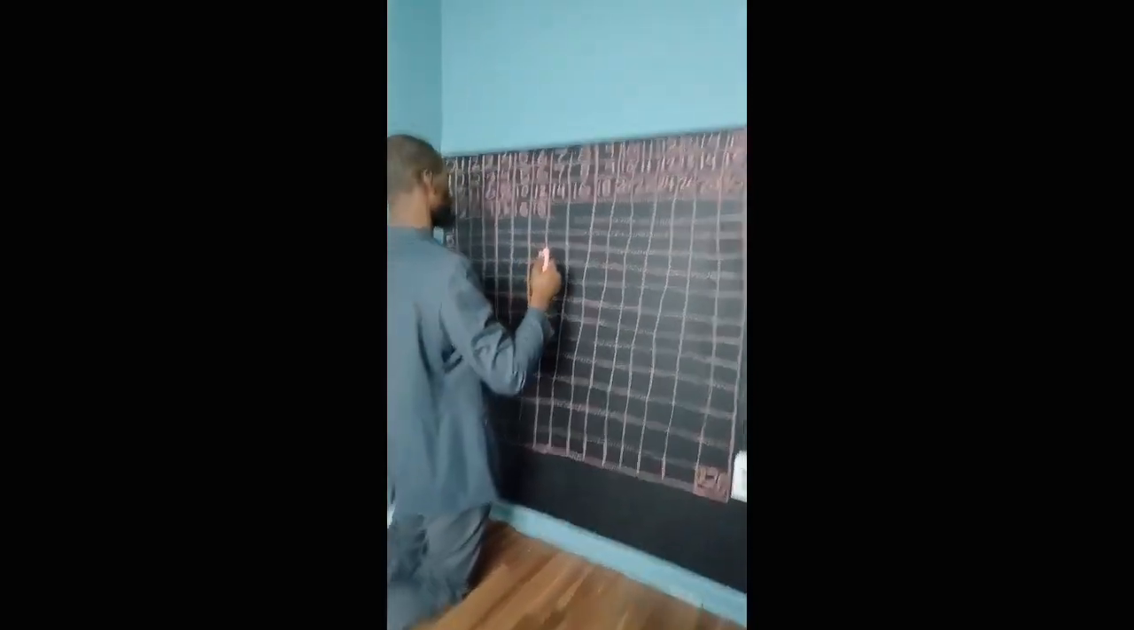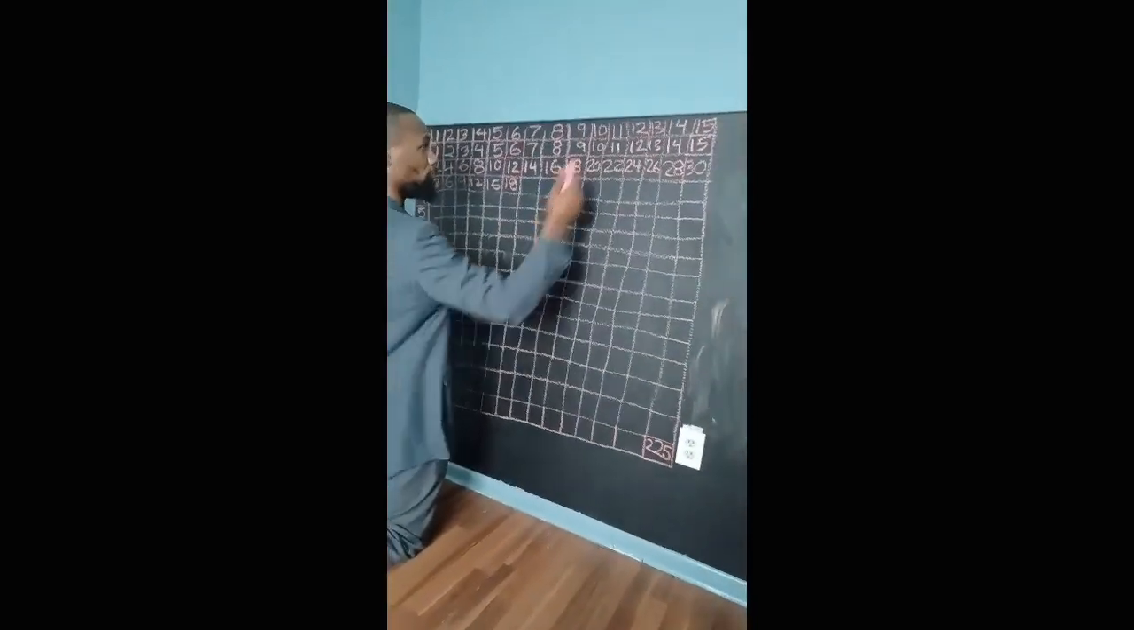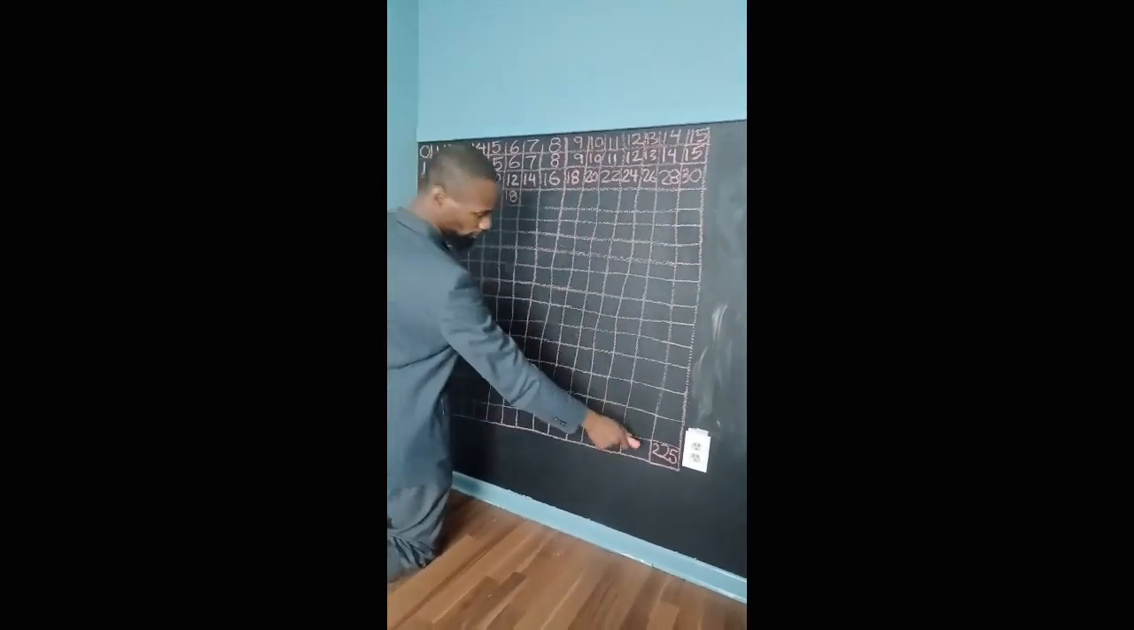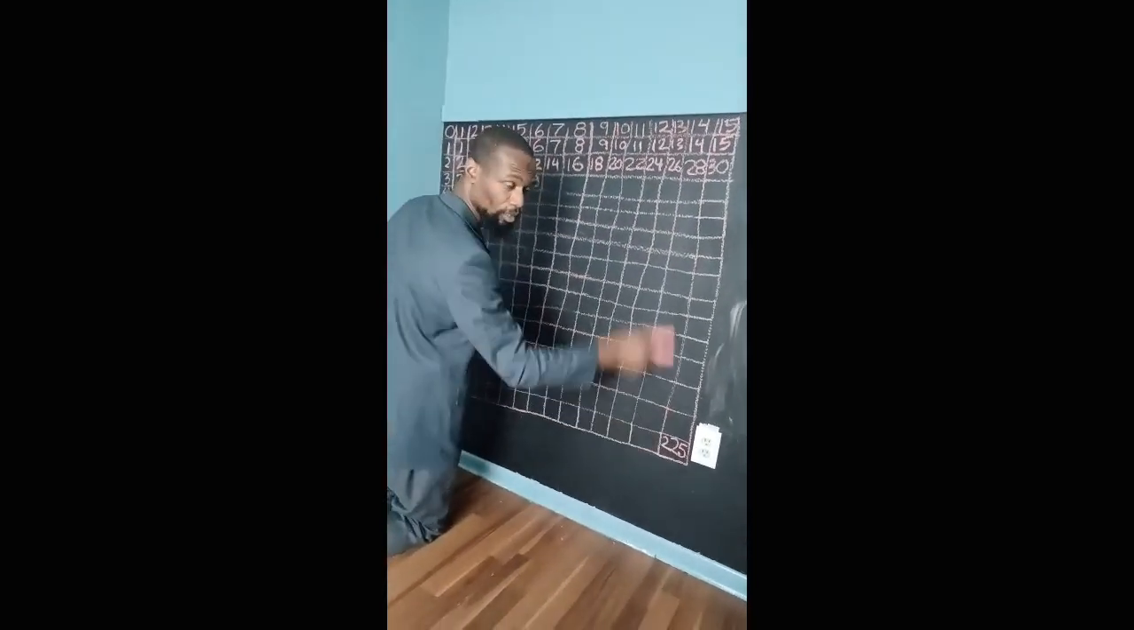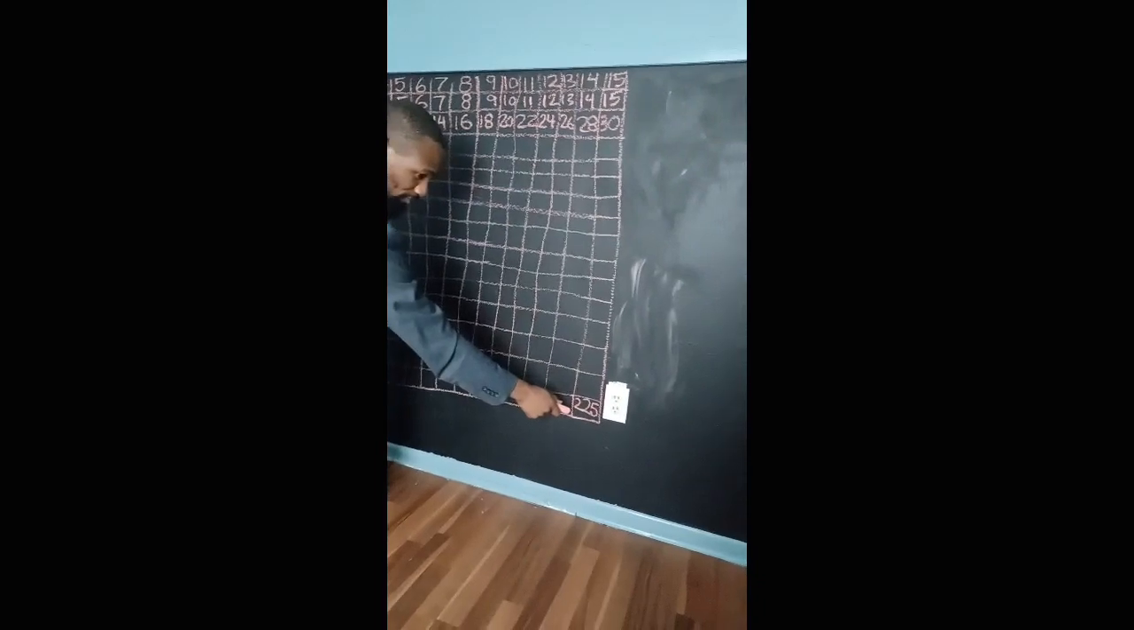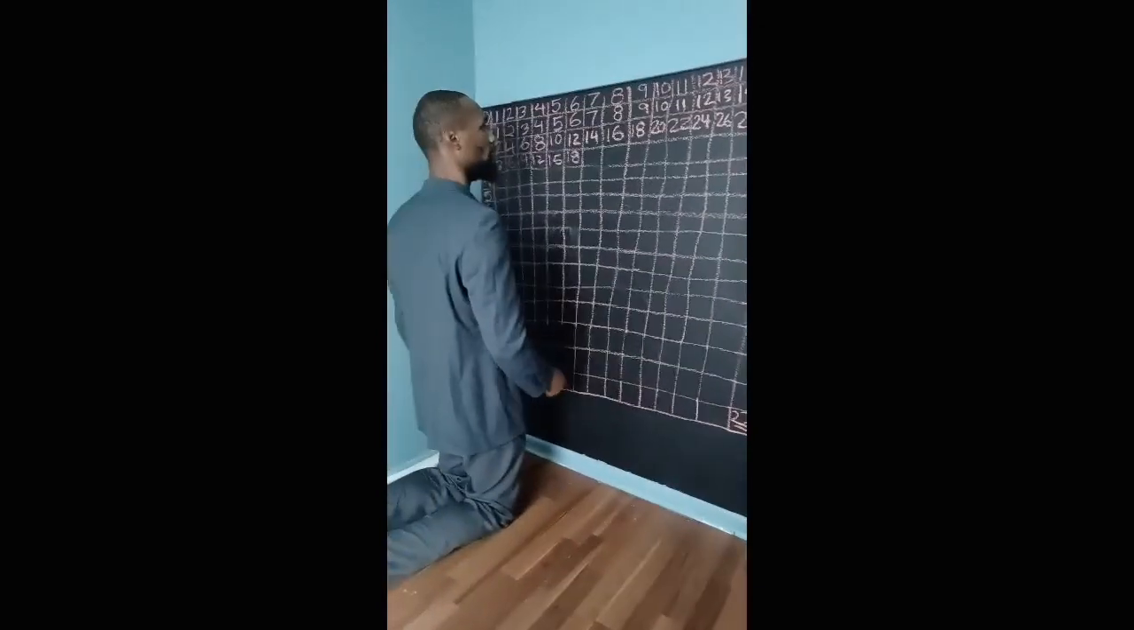So, what we're doing is times tables, and we did 15 times 15. We already marked this one down here as the highest number, 225. Okay, and we're gonna go ahead.